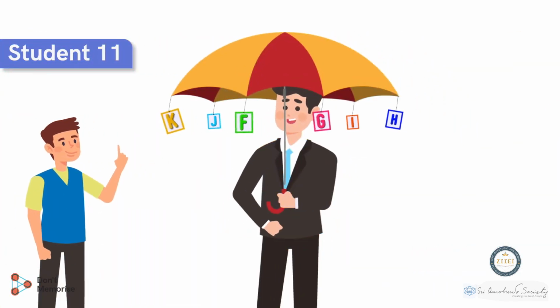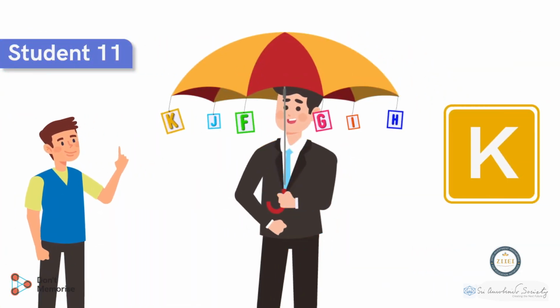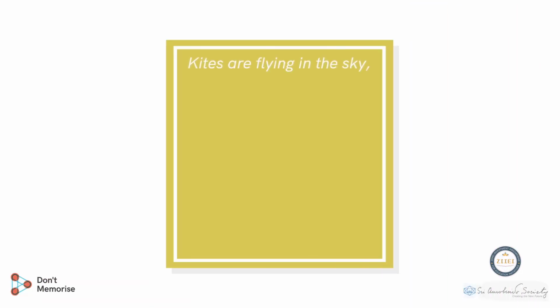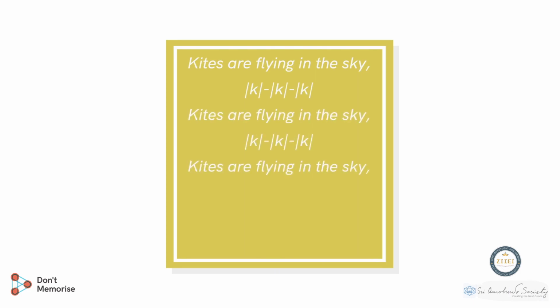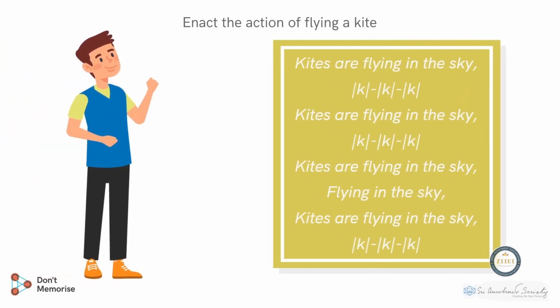Student 11 will read the letter K. Let's sing the song for the letter K. Kites are flying in the sky, K, K, K. Kites are flying in the sky, flying in the sky. Kites are flying in the sky, K, K, K. Enact the action of flying the kite up in the air.